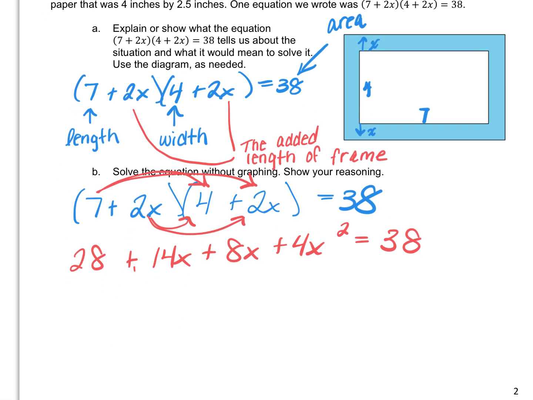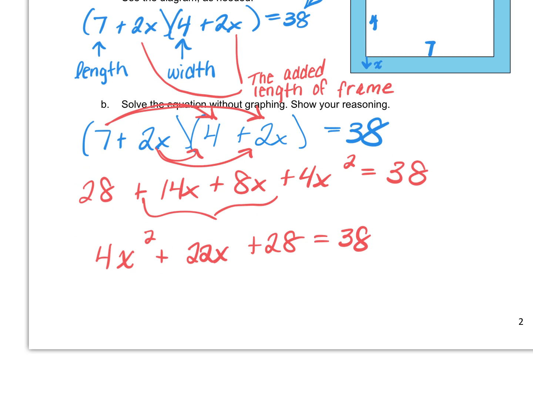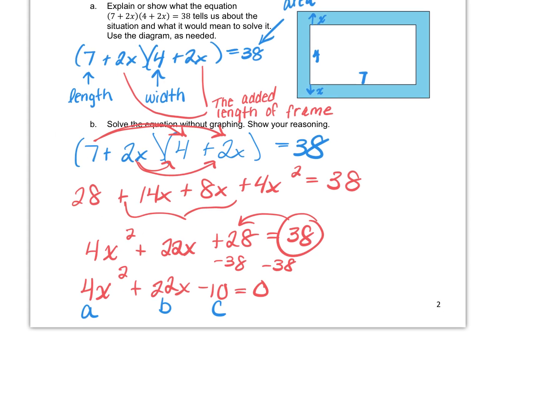So I'd probably go ahead and combine my like terms here, and I think I might rewrite it, make 4x squared go first, just because we like standard form with the highest exponent written first. Next up would be plus 22x plus 28 is equal to 38. Now, of course, from here, I have to get it set equal to 0. Oh, man, Mrs. Lewis, I'm really writing big. I'm going to run out of space here. But when I subtract 38 over, I get negative 10. So now I can identify A, B, and C, and we could use quadratic formula to solve.